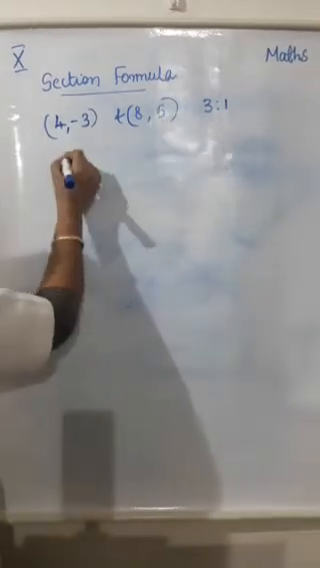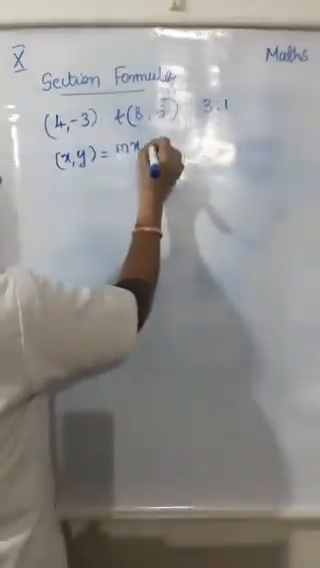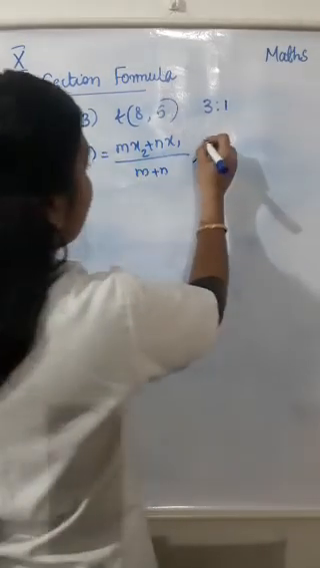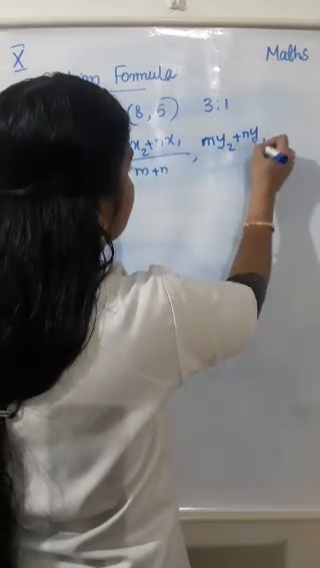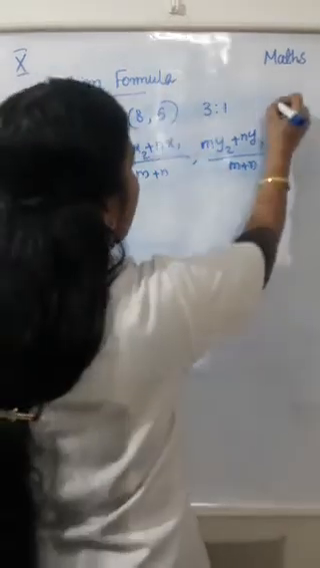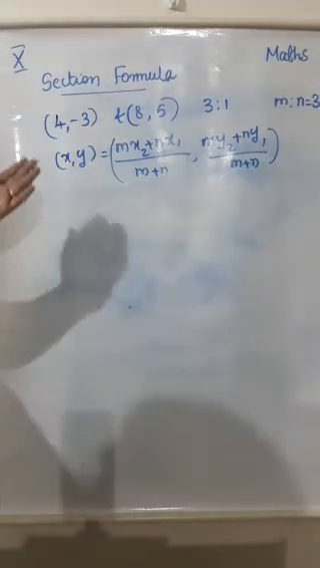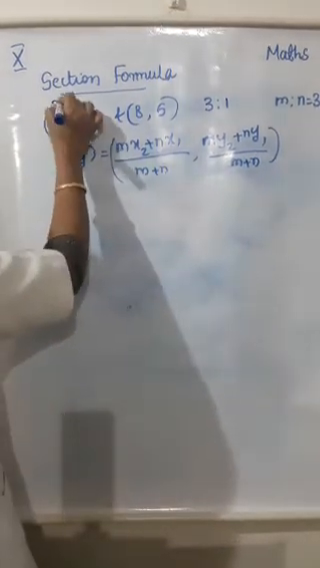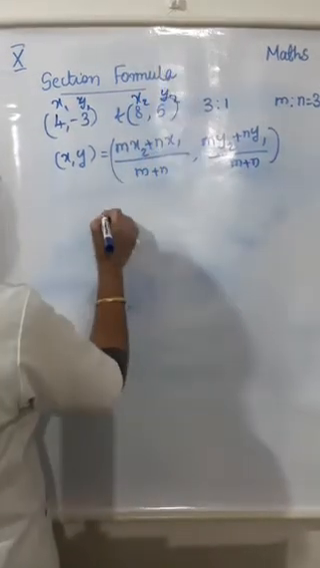How can we find it? You know that the section formula is (x, y) equal to (mx2 plus nx1) divided by (m plus n), comma, (my2 plus ny1) divided by (m plus n). Here m is to n is equal to 3:1. Here the points are (x1, y1) and (x2, y2).